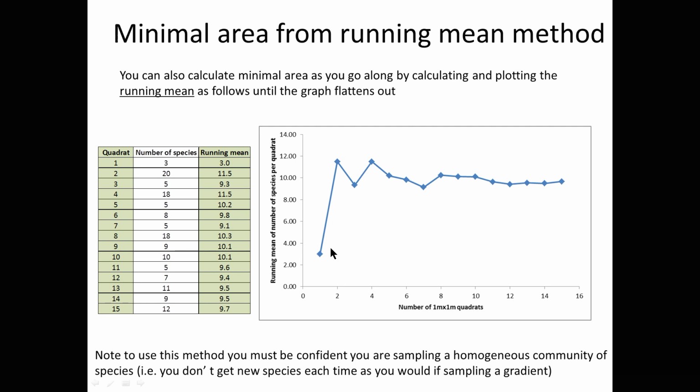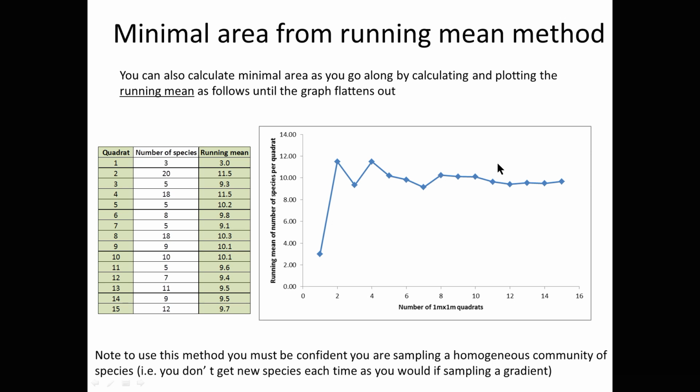There's this other way of doing it, which is doing it from a running mean. So what you can do is you can do your quadrats, and these are the number of species in each quadrat. You can calculate the running mean of those quadrats. So that's the mean of that one, obviously. The mean of those 2 is 11.5. The mean of those 3 is 9.3. The mean of those 4 is 11.5, and so on. And you can plot that number against that number, and it will start off really spiky, and it's when it flattens out, then that gets you about that 12 point again.